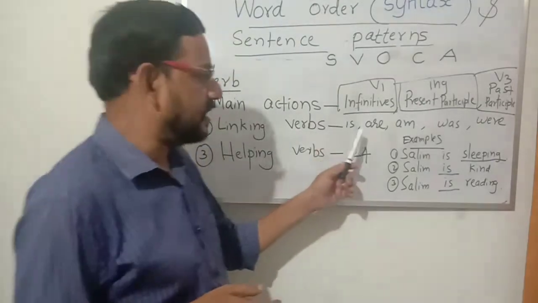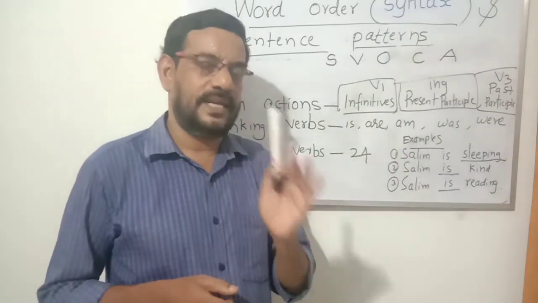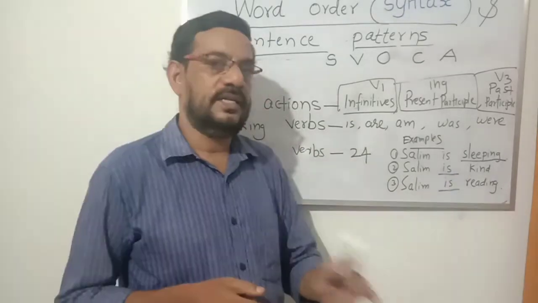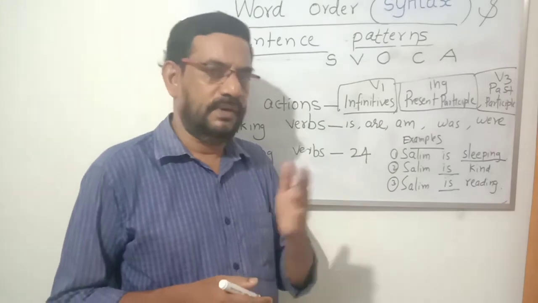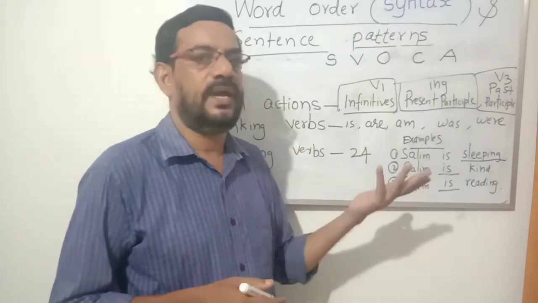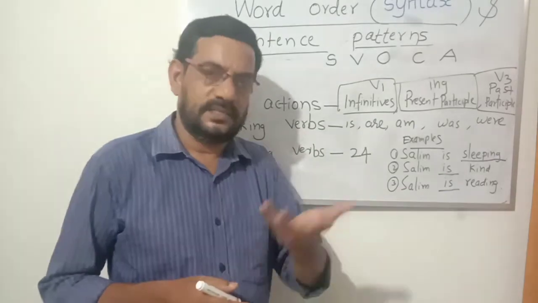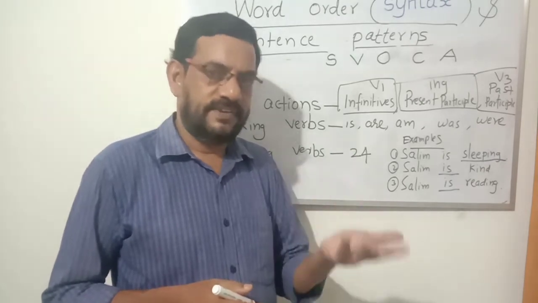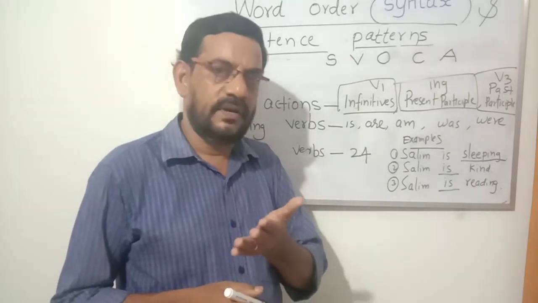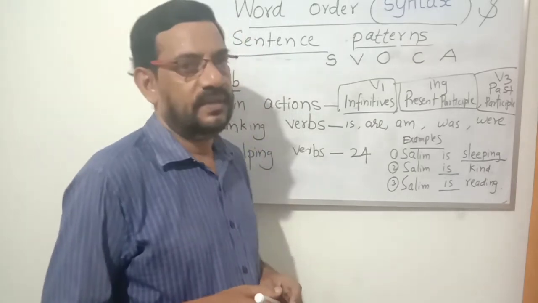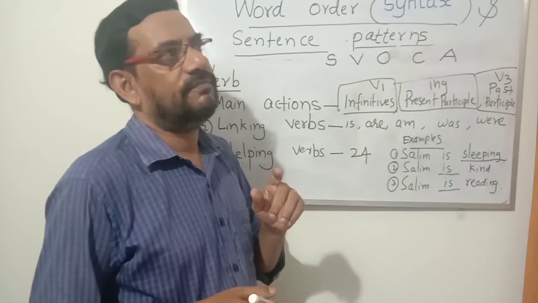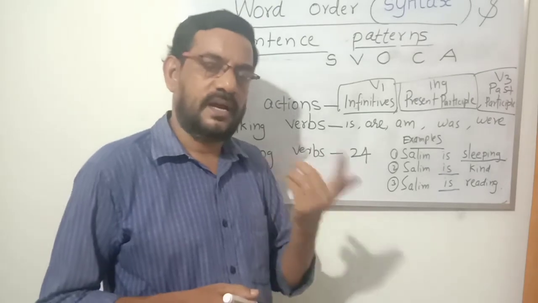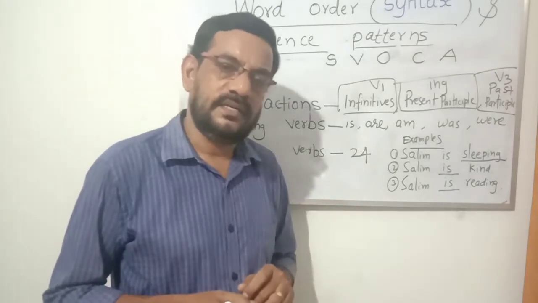When linking verbs come, is, are, am, we say only the tense name. If it is present, we say present. Salim is kind, that is present tense. Simple present, present continuous like that we will not say because there is no action. If there is an action, only then can we say the action is being performed or continuously performed or perfect continuous. We go to further categories if actions are there. If actions are not there, we say only present tense. If it is past, we say past tense. He was kind. Salim was kind. What is the tense? Past tense.